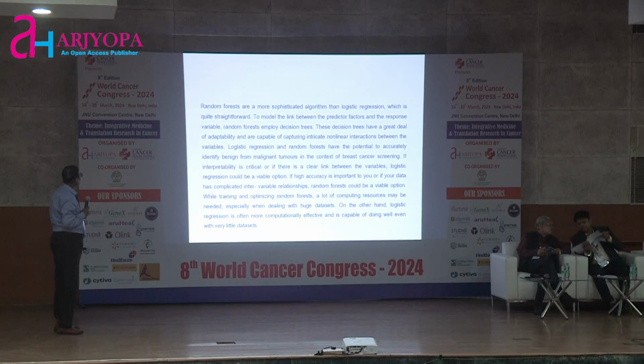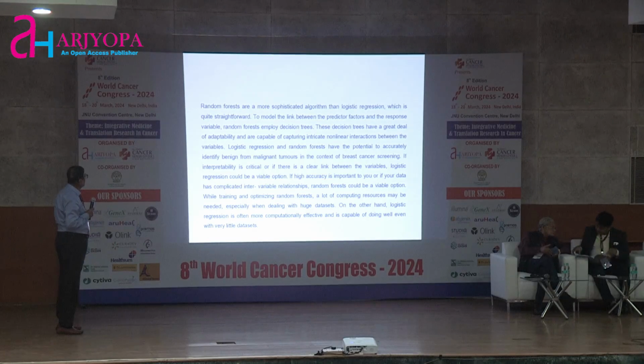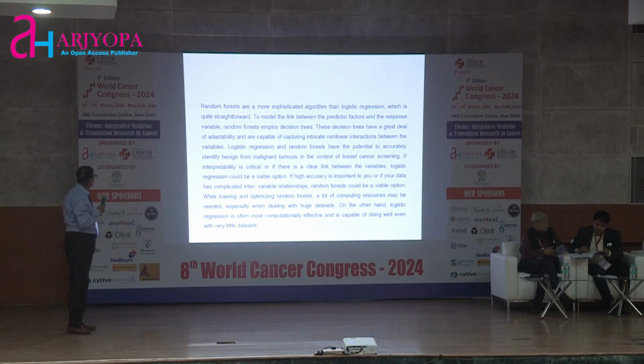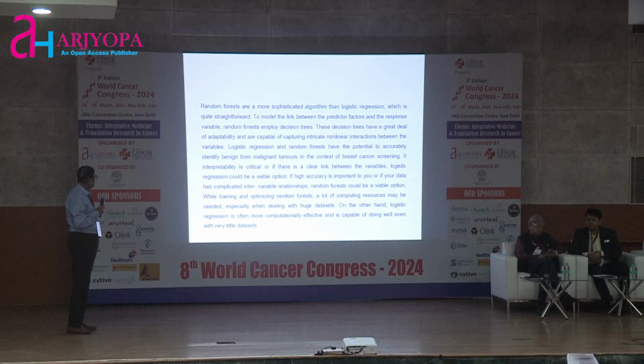Now, the other method is the random forest method, a more sophisticated algorithm than logistic regression, which is quite straightforward. To model the link between the predictor factors and the response variable, random forests employ decision trees. These decision trees have a great deal of adaptability and are capable of capturing complex nonlinear interactions between the variables. Both logistic regression and random forest have the potential to accurately identify benign from malignant tumors in the context of breast cancer. If interpretability is critical or there is a clear link between the variables, the logistic regression model could be more viable. If high accuracy is important to you or the data has complicated intervariable relationships, random forest could be a viable option.